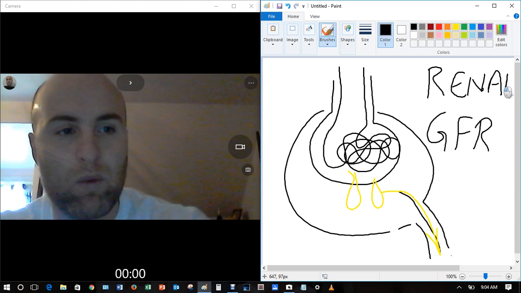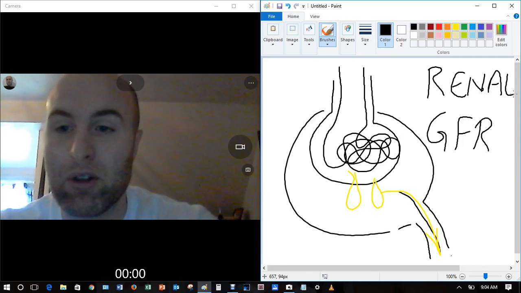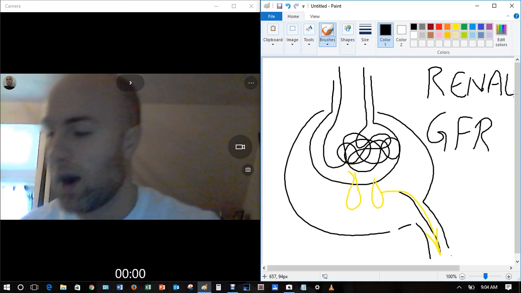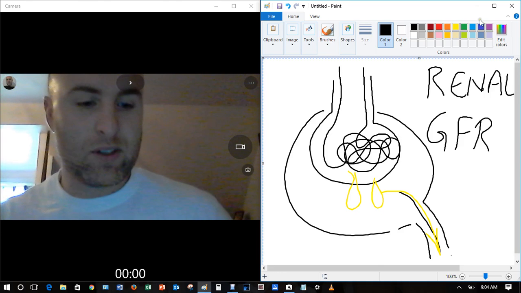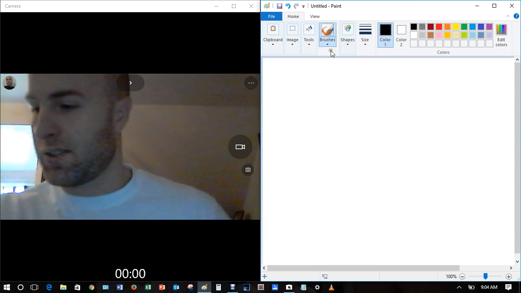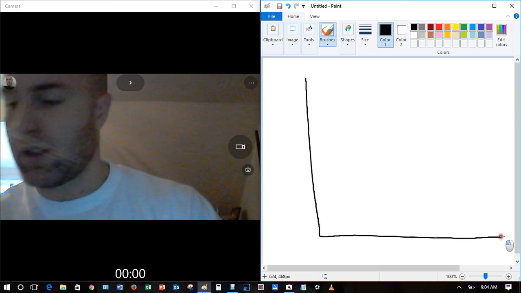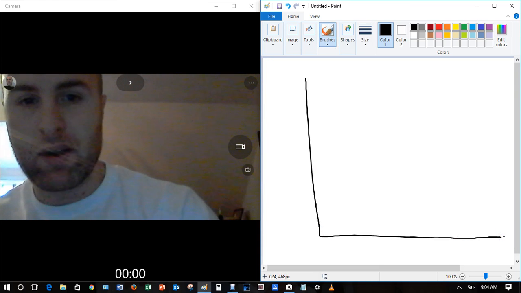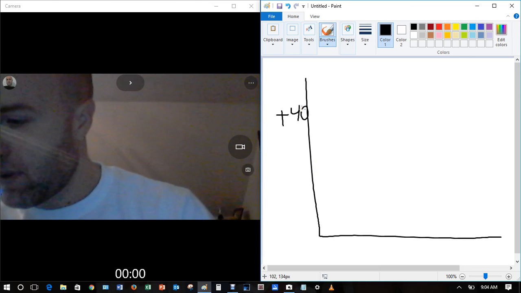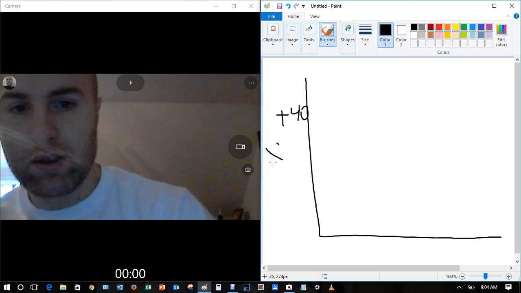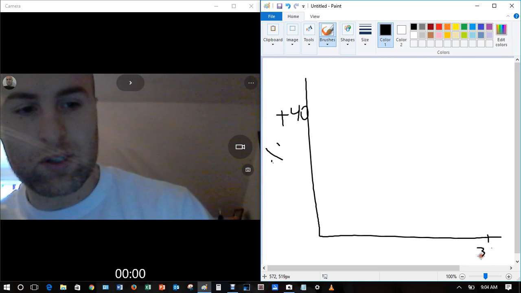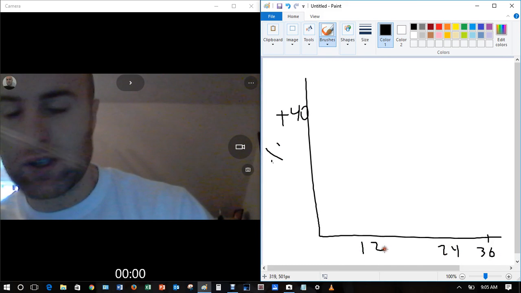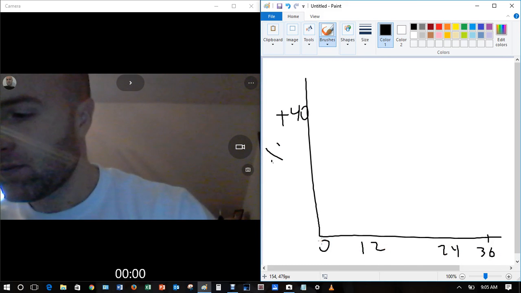Okay, so what happens to renal flow and what happens to glomerular filtration rate during pregnancy? Well, it appears that it follows a graph something like this. So if I were to put this at about plus 40, that's percent of change, by the way, so percent plus 40% change. And then down here I put weeks, and I put 36 weeks here, and about 24 weeks here, and 12 weeks here, and 0 weeks there.